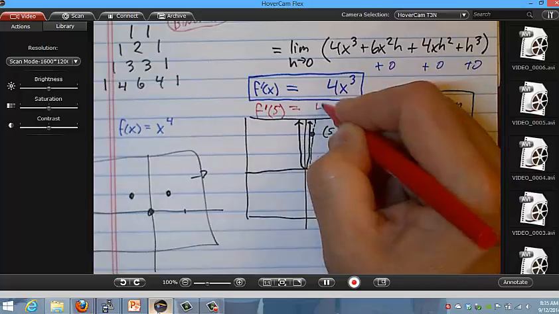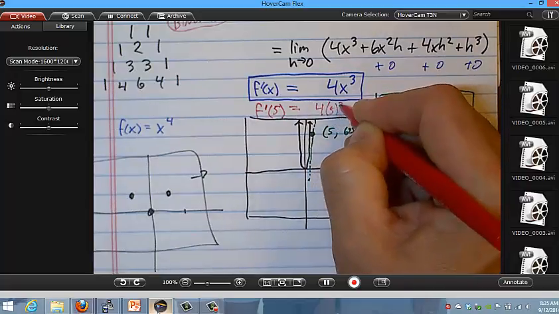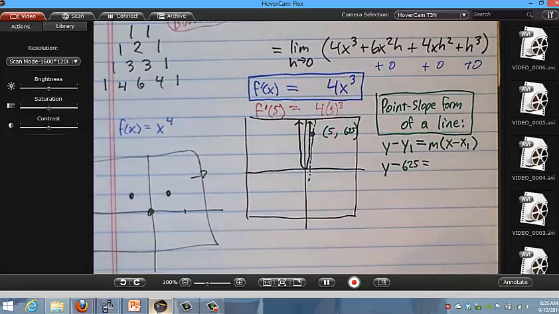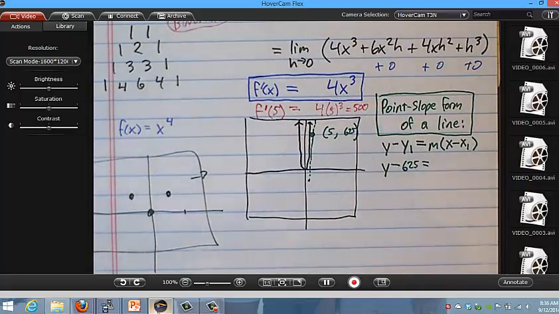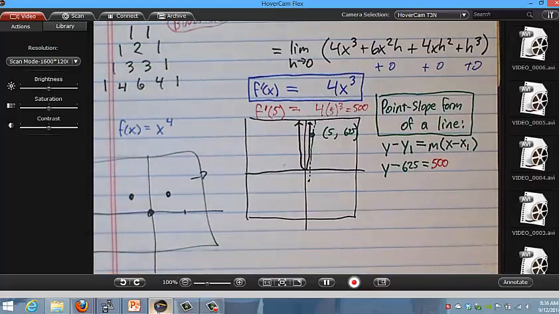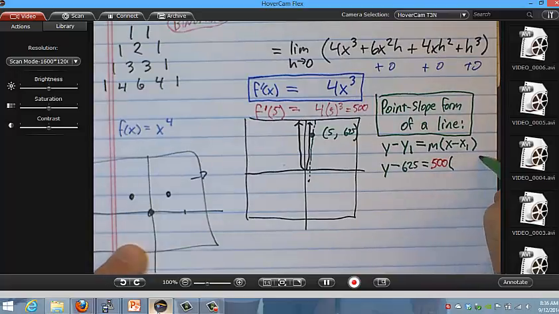So the slope is 4 times 5 cubed. 5 cubed is 125 times 4. Wow, 500. Have you ever had a problem with the slope of 500? Now you have. So the slope is 500. We just computed that using the derivative. Remember, the derivative can give you the slope at any point you want, so it's very powerful. Times x minus what? What do we put in for x1? 5. So that's an equation of the line.